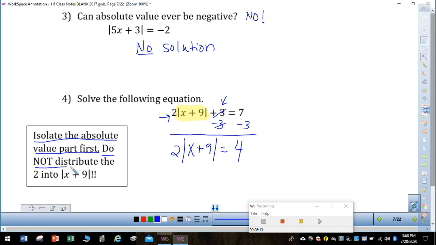It's very important that we do not distribute the 2 into the absolute value of x plus 9. We are not allowed to do that. The distributive property does not apply to absolute value. It's not the same thing as parentheses. So that 2 is not able to go over that straight line.